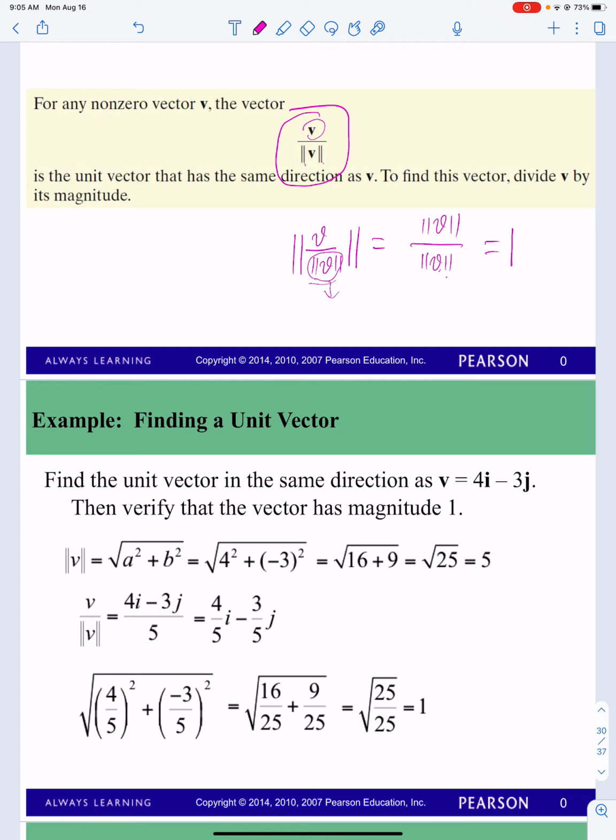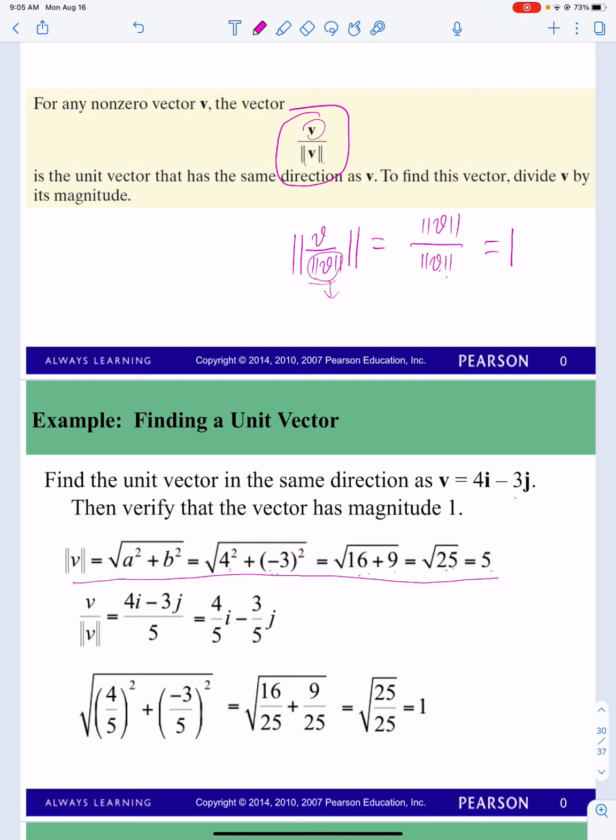So find a unit vector here. v equals this. In order to find the unit vector, we need the formula. First find the magnitude, square root of a squared plus b squared. So square root of 4 squared plus negative 3 squared. Be careful, negative 3 squared, the negative sign goes away. So this will be 16 plus 9, square root 25, which will be 5.